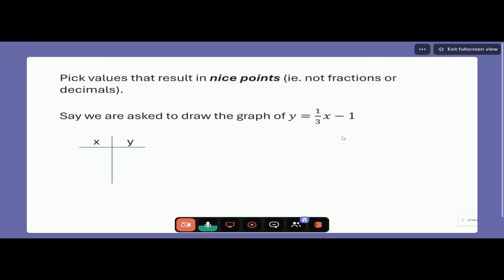Okay, let's do one more. Notice this one has a fraction in it right off the bat. So we're going to have to try and work our way around finding answers that don't have fractions in them, so we can draw the points.